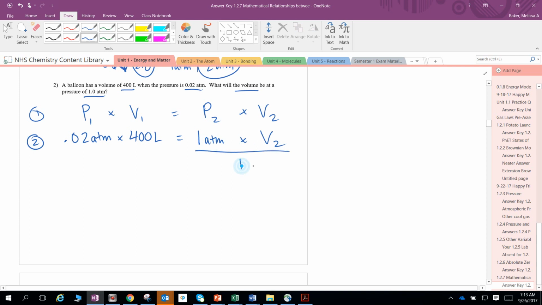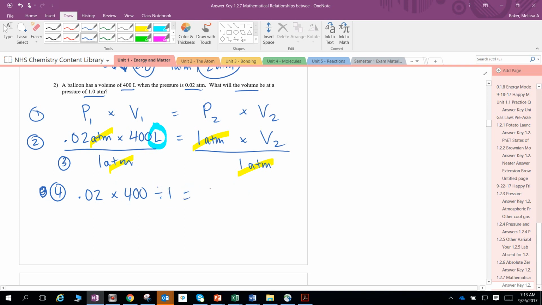I need to divide both sides by 1 atm to isolate my V2. That is going to cancel out. ATM is going to cancel out so that I'm actually left with liters. That was step 3. Step 4 is punch this into your calculator. 0.02 times 400 divided by the 1 on the bottom. That comes out to be 8 liters because those are the units left over.